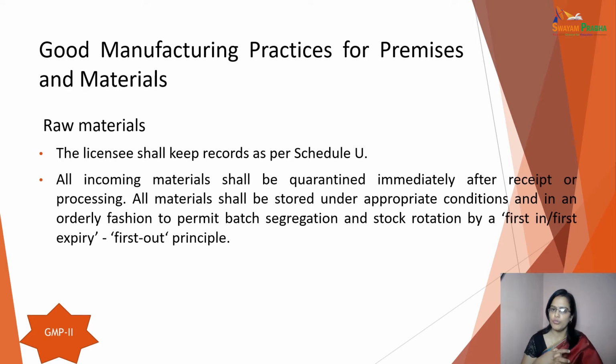In module 1, that is GMP part 1, and in this regarding raw material, the licensee shall keep an inventory of all raw material. Inventory means the complete documentation, or you can say the record, of raw material which is being used or is to be used, and whatever is related to raw material. These records should be maintained as per Schedule U.